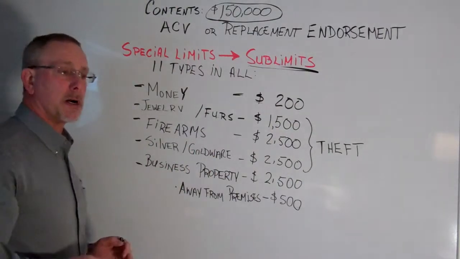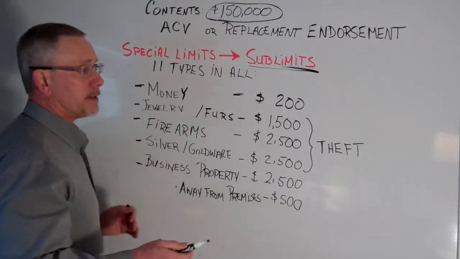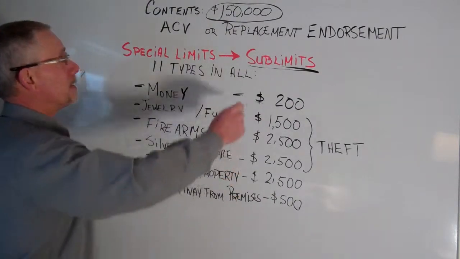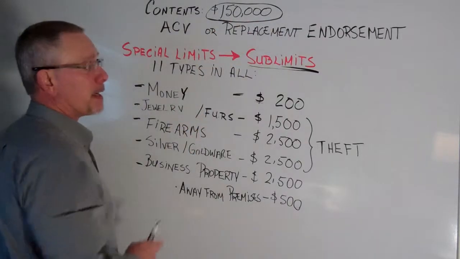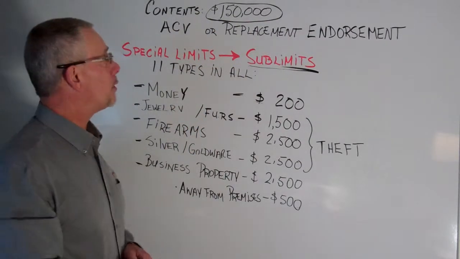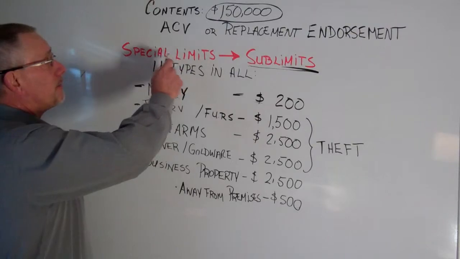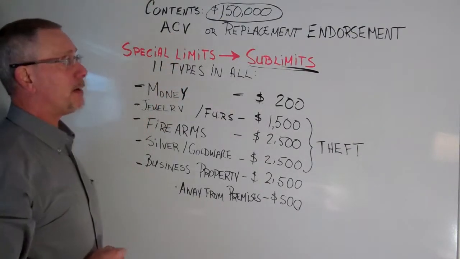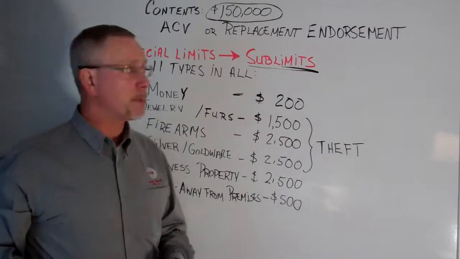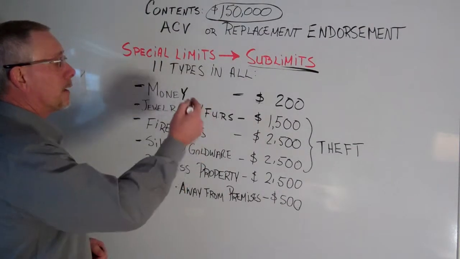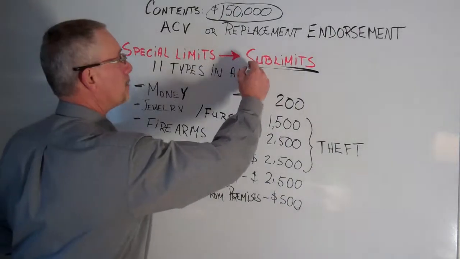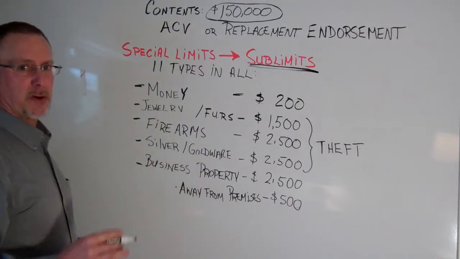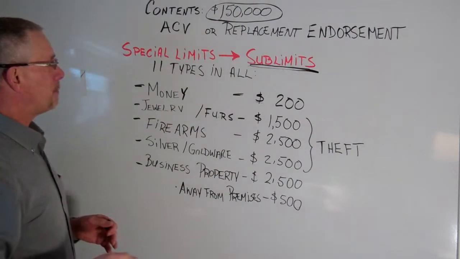So back to our original illustration during our 101 series on the insurance policy. We have always talked about $150,000 in this home for the contents coverage. Last week we discussed actual cash value versus the replacement endorsement. This week we're going to talk a little bit about the sublimits. There's 11 in all, but we're just going to talk about 5 or 6 of the very common ones that affect a lot of people.